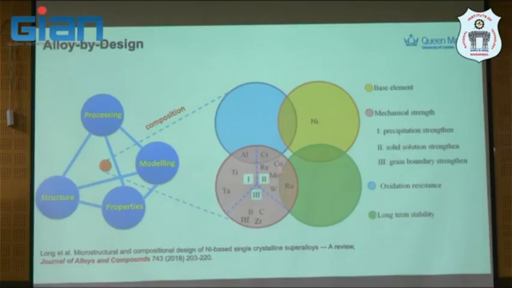So this is about 10 to 15 elements that we use for nickel-based superalloys. Believe it or not, a nickel-based superalloy is a multi-component alloy system of 10 to 15 elements. The combination gives you super properties, like high temperature resistance and resistance to high temperature mechanical and chemical degradation.